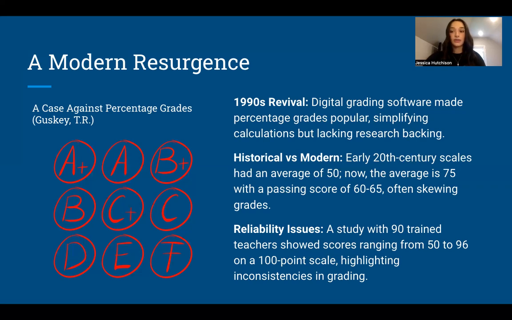Despite a century of research and experience, the reliability of percentage grades remains questionable. One study asked 90 trained high school teachers to grade the same student paper on a 100-point scale, and their scores ranged from 50 to 96. This shows that even well-trained educators struggle to consistently and accurately distinguish between the supposed 100 levels of student writing performance.